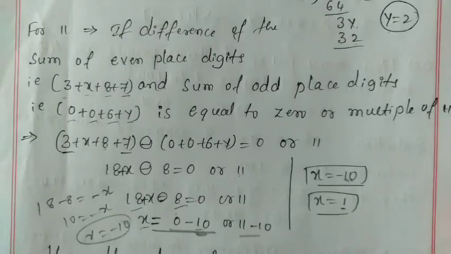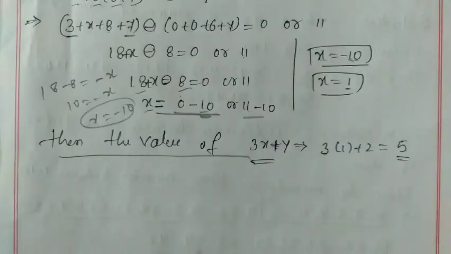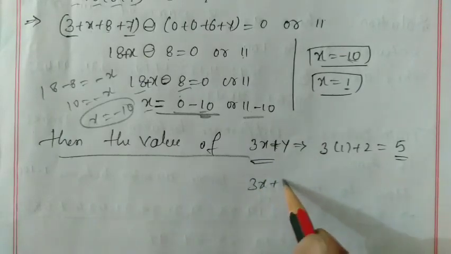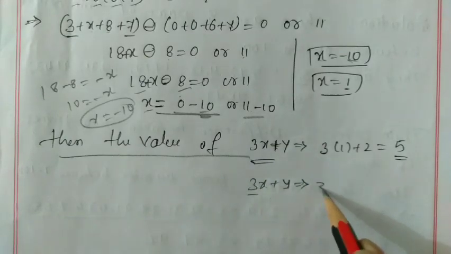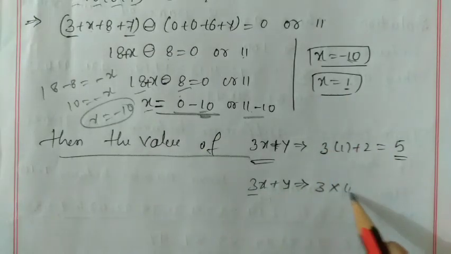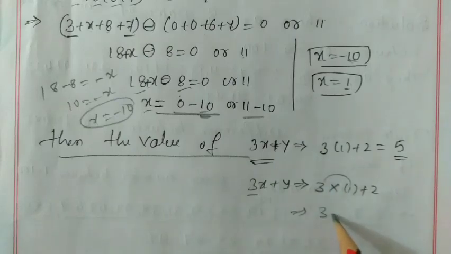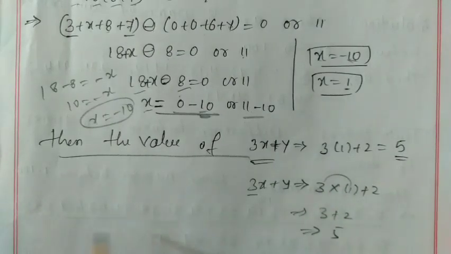Then you can find the value of 3x plus y. So you can write 3x plus y, which equals 3 as it is, and the x value we got is 1, plus the y value is 2, which equals 3 times 1 is 3, plus 2, that is 5.